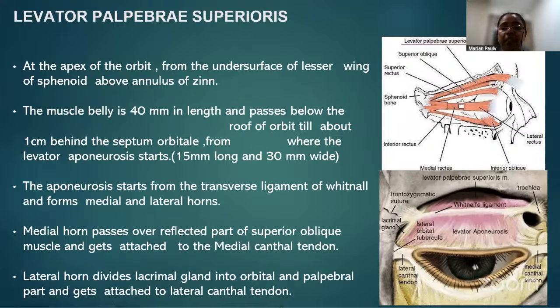Aponeurosis is around 15 millimeter long and 30 millimeter wide. The aponeurosis starts from the transverse Whitnall's ligament and forms the medial and the lateral horns. So medial horn passes over the reflected part of superior oblique and gets attached to the medial canthal tendon. Lateral horn divides the lacrimal gland into orbital part and the palpebral part and gets attached to the lateral canthal tendon. So this has got a significance in thyroid eye disease, as you can see a lateral flare. That's a peculiarity of thyroid-related lid retraction due to the inflammation of this part.